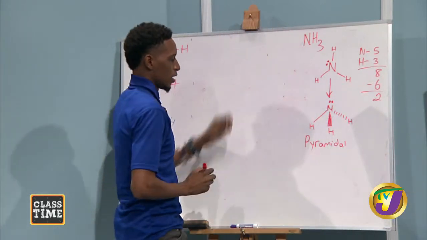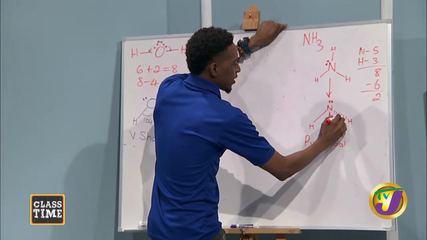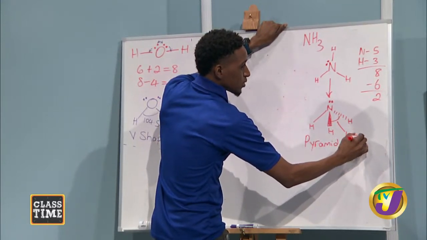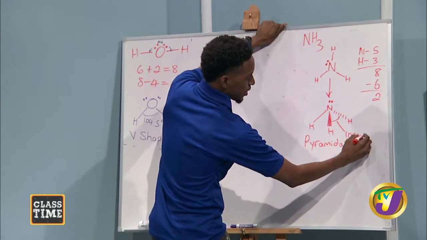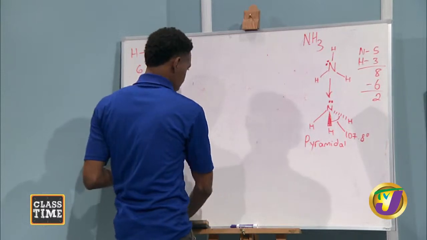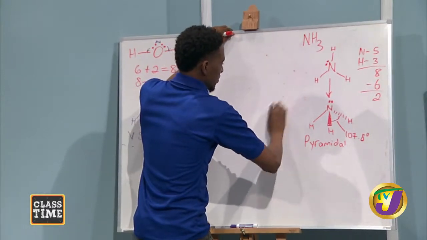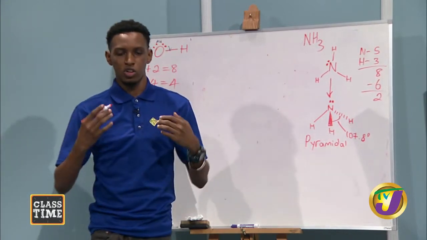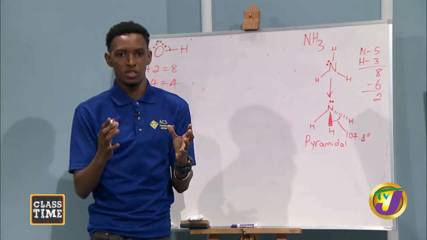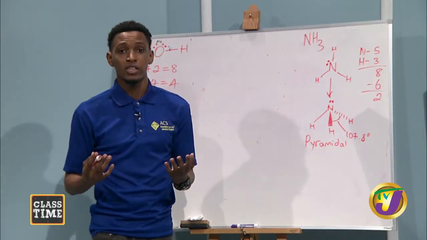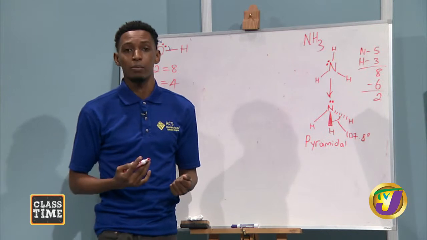So, the pyramidal structure and the bond angle here is 107.8 degrees. And this is so because of the lone pair. So the lone pair essentially pushes these bonding pairs together. So if the central atom has a lone pair on it, this will happen.